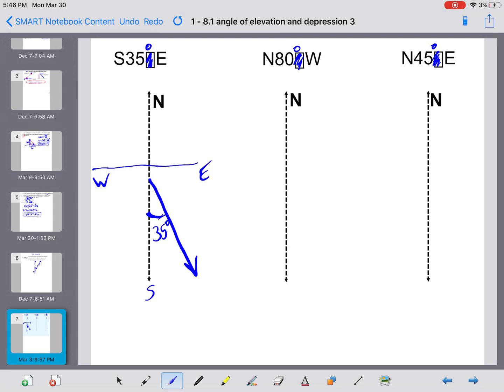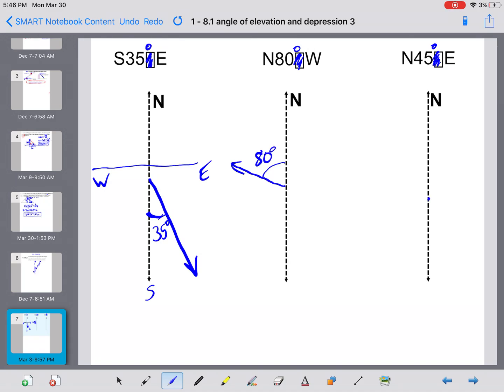North, 80 degrees west. So north and west is this direction. Now if we want to make it to scale, 80 degrees is almost directly west, so it might look something like that, right? Maybe even more. But this is the angle here that is 80 degrees. This angle right here. So that is 80 degrees northwest.